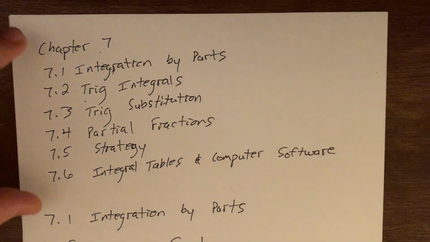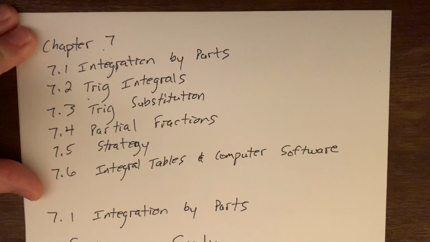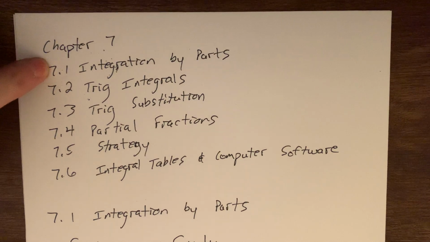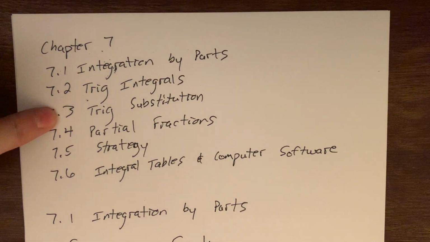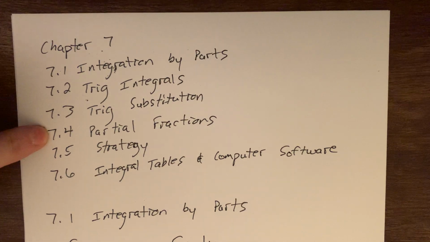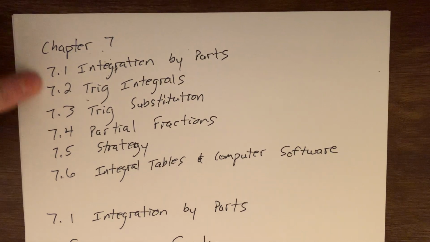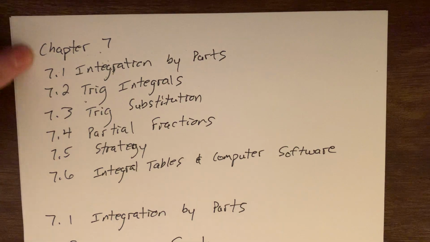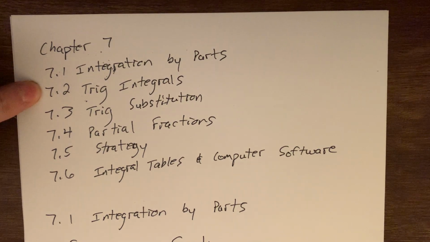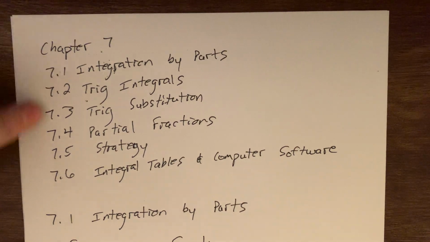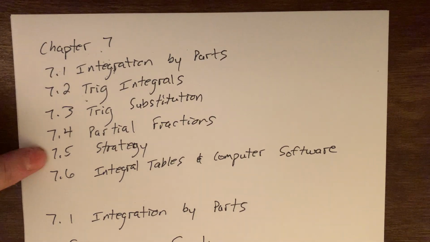What I have outlined right here are the 6 sections that we're going to go through, and that will be on our next test. And as we go through these, section 7.1, integration by parts, 7.2, trig integrals, 7.3, trig substitutions, 7.4, partial fractions. These are kind of introducing new techniques to us. 7.2, we might say we're expanding on some techniques we learned from Calc 1. But these are new techniques. And then 7.5 is kind of a general strategy.